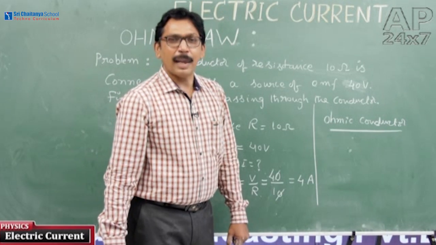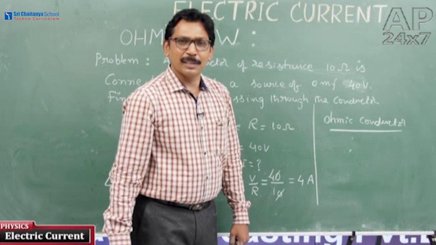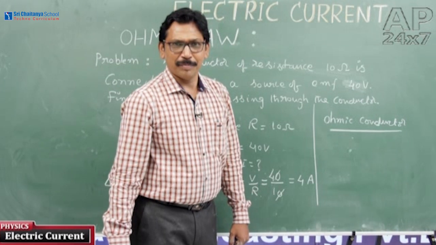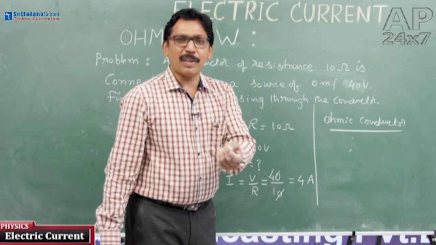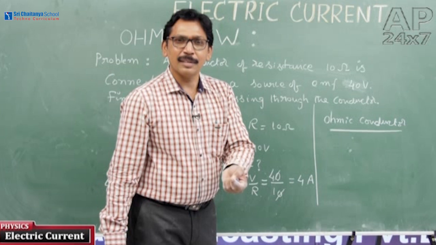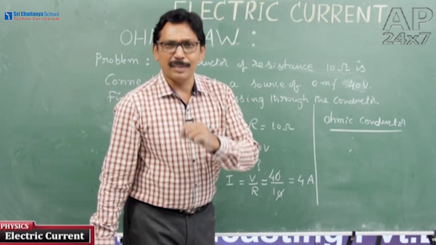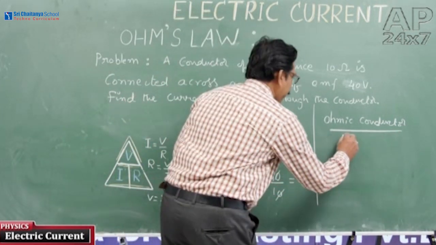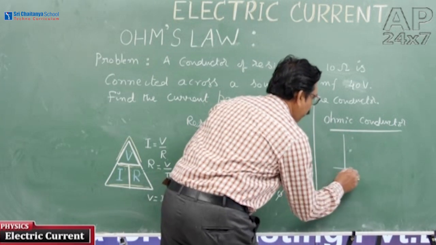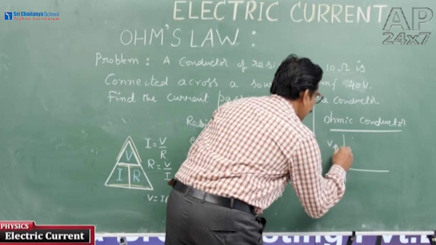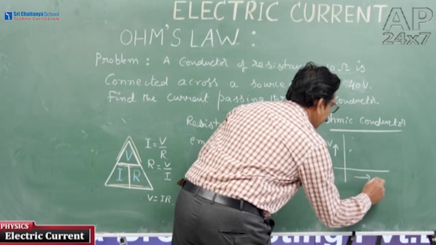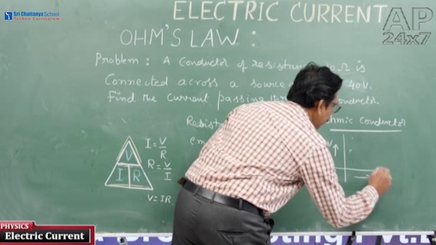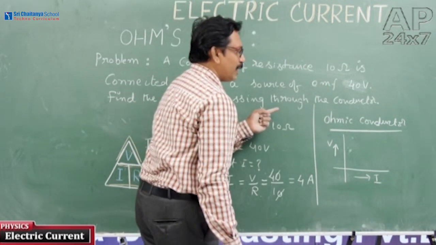The ohmic conductor can also be identified by drawing a graph between electric potential difference and current. A small graph I will draw. With that you can understand. See, this is the graph between electric potential difference and I. So what is Ohm's law?